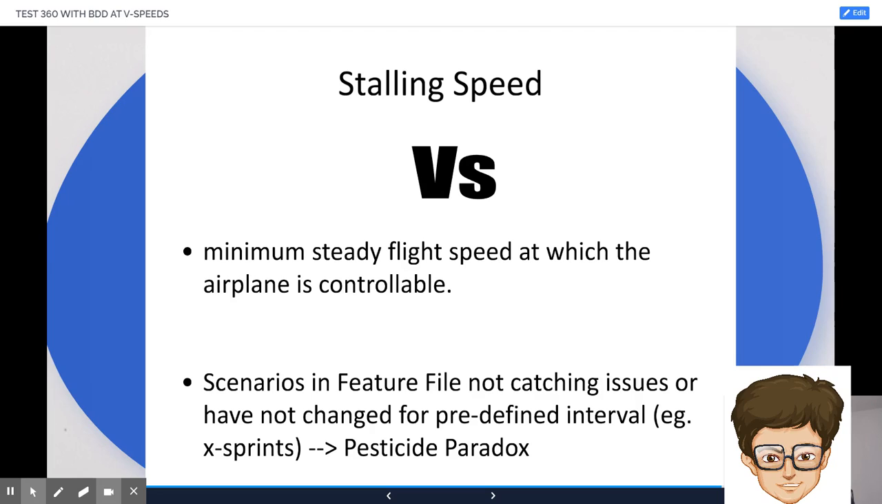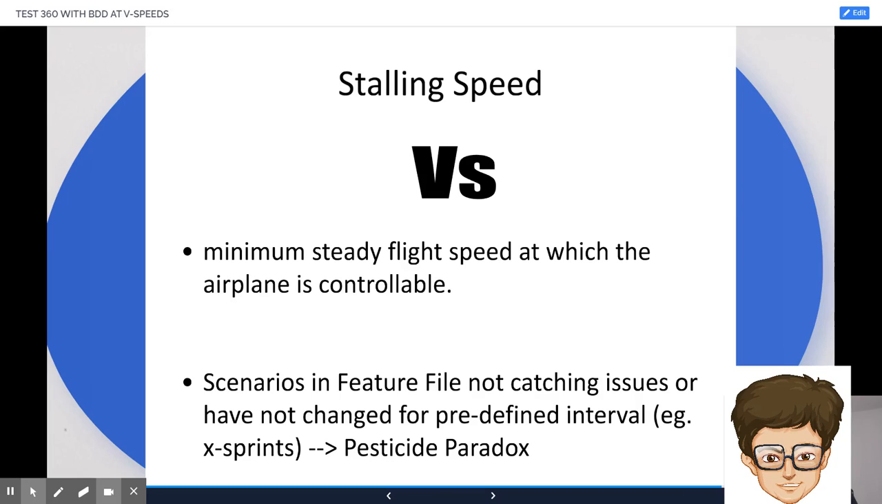The next speed we will look at is known as the stalling speed. This is the minimum speed at which the plane is controllable. Now for us, if a feature file has not been catching issues or has not been changed for a predefined interval, then it is not a controllable feature file. So we can mark it as a red flag for stalling speed, VS.